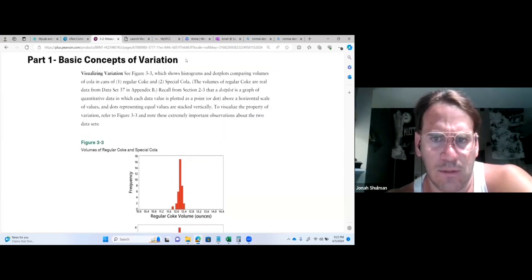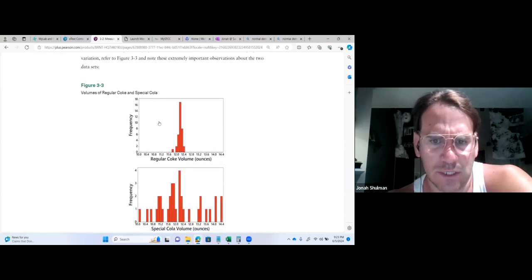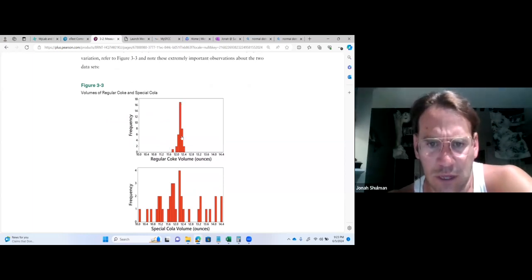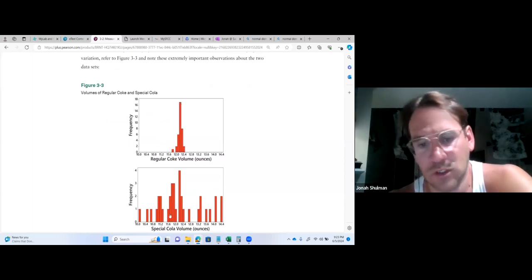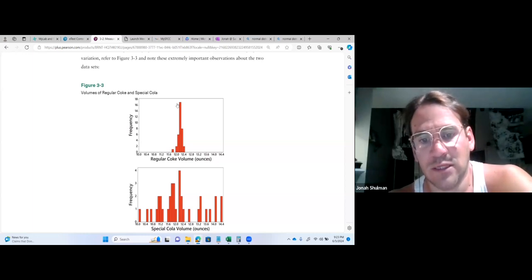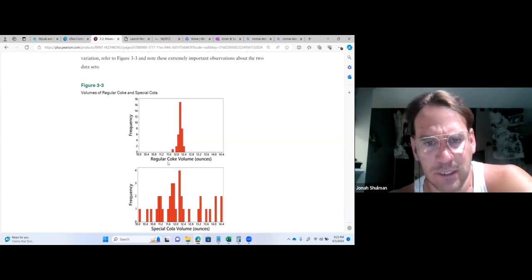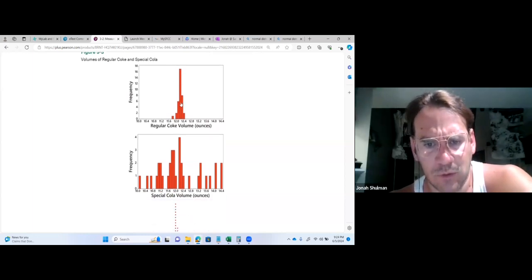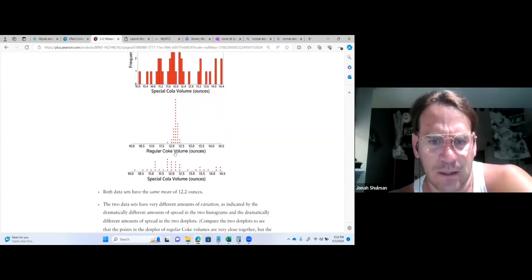So we've got these plots, or this frequency, to visualize a property of variation, and look at these two data sets. In this one, everybody's falling in the middle. Everybody's close, and this one's way more spread out. This means everybody scores the same. Regular Coke volume, boom, boom, boom. And then this is a special Coke volume. They're all varied. That's what this means.